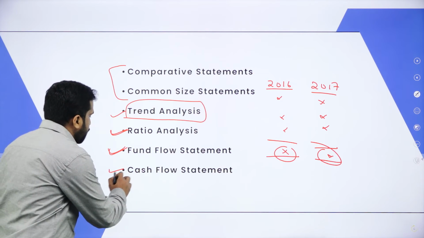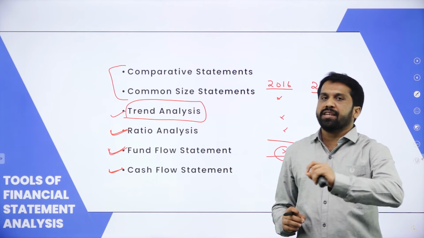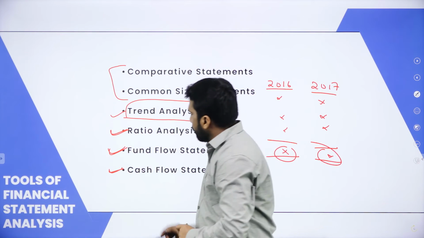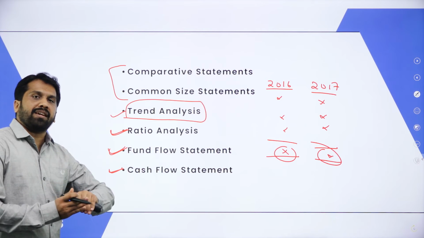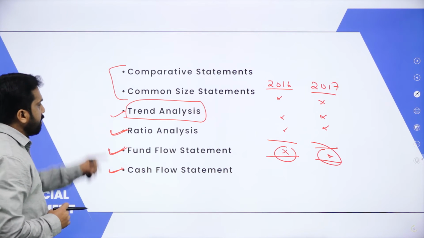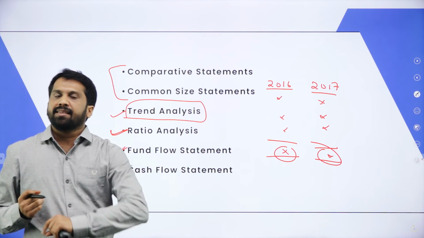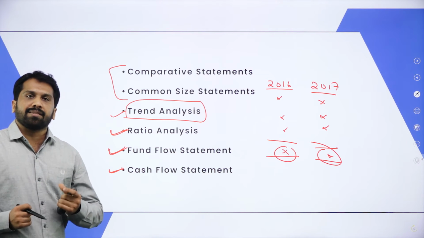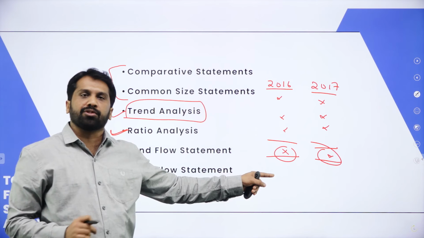These are also called tools of financial statement analysis. The last one is cash flow statement. Cash flow statement you have as a separate topic in your syllabus, so this will be a 6 marks problem as a separate chapter. These are called tools of financial statement analysis. We'll do more problems on these tools, as these are your 12 marks questions.